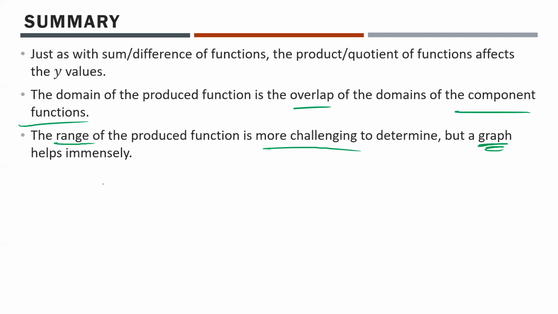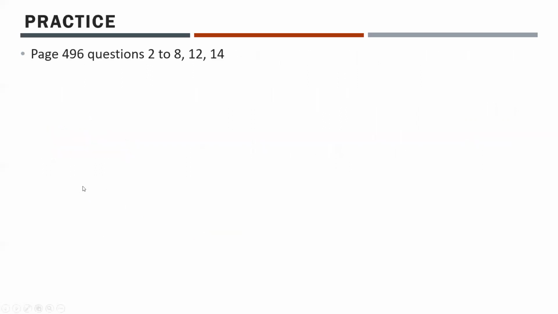Another thing I didn't put in the summary is when you have a quotient of functions, your domain and range are both going to be limited by your NPVs. So watch for those NPVs here, okay? All right, hopefully that's it. It is, there it is.